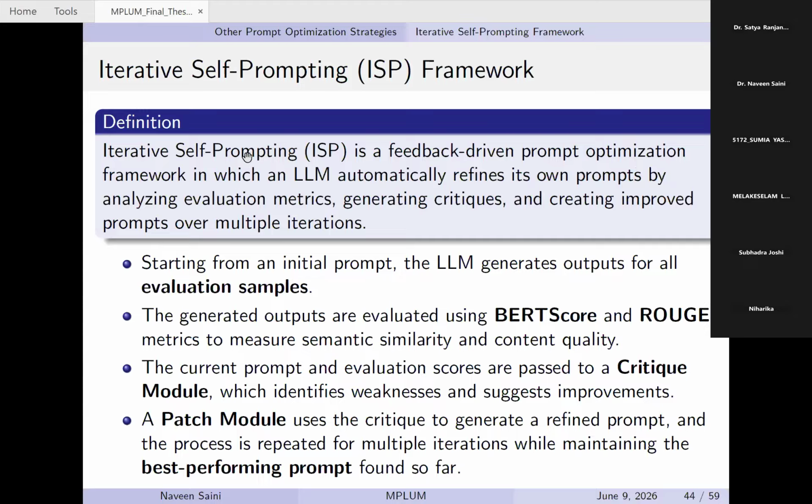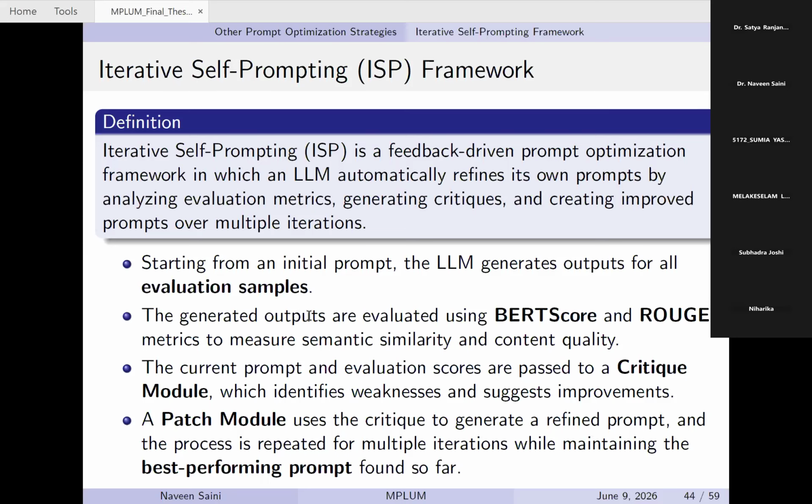So iterative self-prompting is a feedback driven prompt optimizer. Feedback driven means some feedback is given. For example, I have given the prompt and I received the output. On that output, some feedback is provided so that the next iteration summary can be improved. So it's a feedback driven technique. It will start from the initial prompt, and the LLM generates output for all the evaluations.